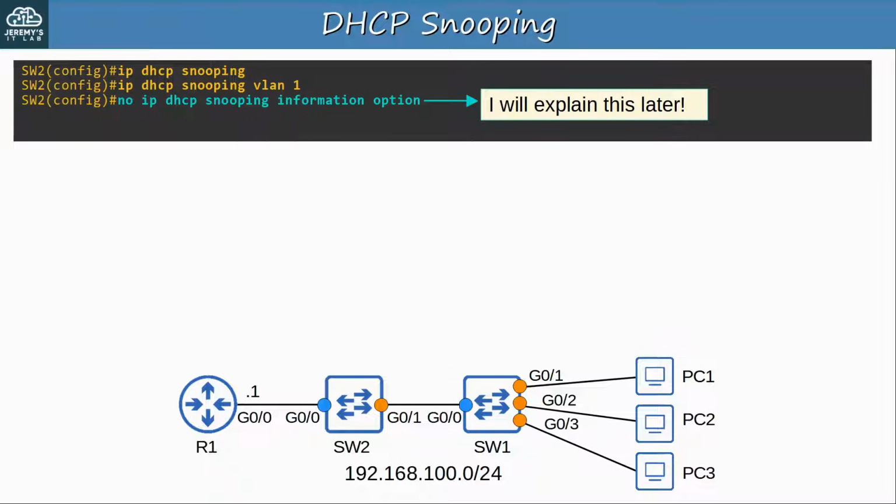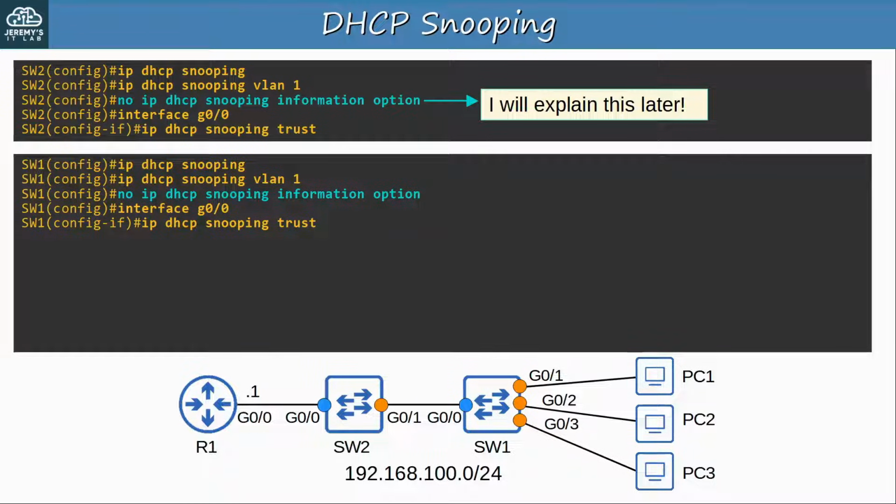Then I used no ip dhcp snooping information option. I'm going to explain this later, so we'll skip it for now. It's not always necessary, but depending on the network design, you might need it. Finally, I configured the G0/0 interface as a trusted port. As I said before, by default, all ports will be untrusted, so you will have to manually specify which ports to trust. G0/0 is connected to R1, which is the DHCP server in this network, so I trusted it. Okay, that's all for switch 2.